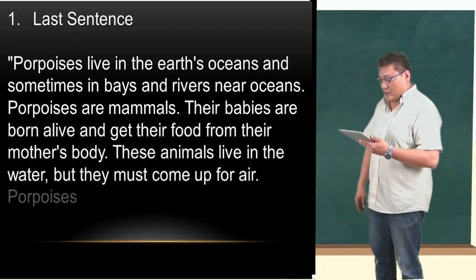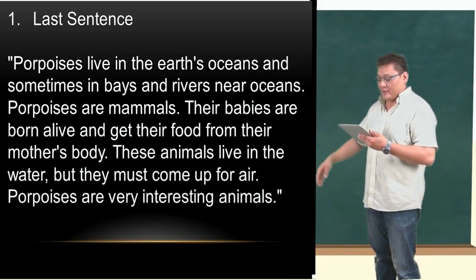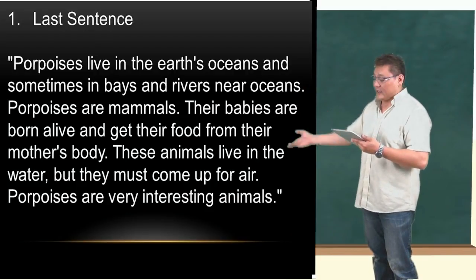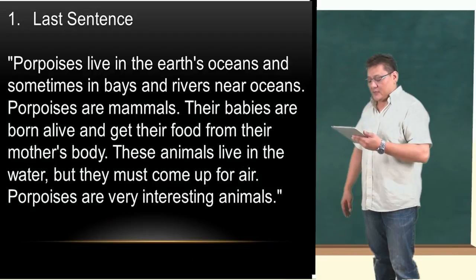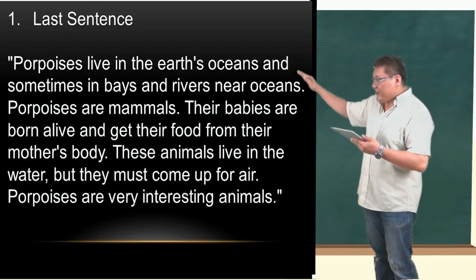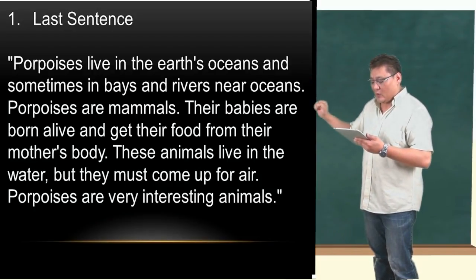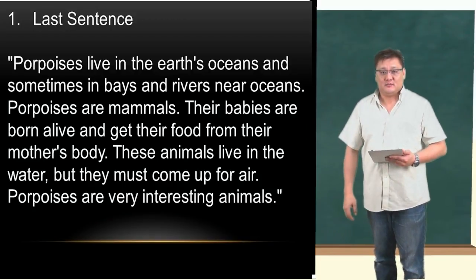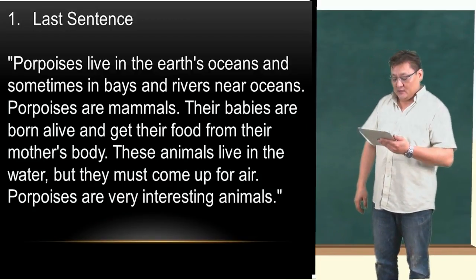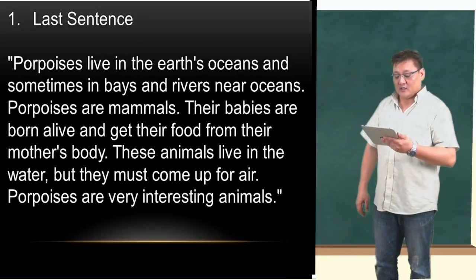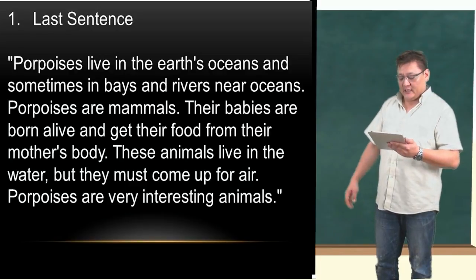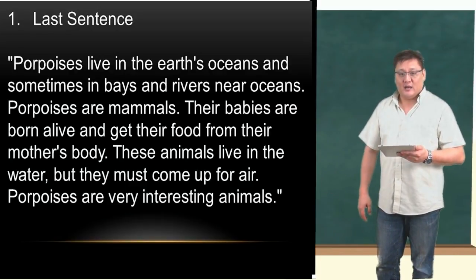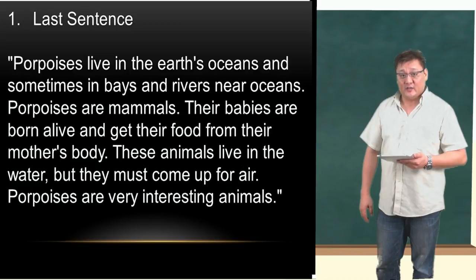Okay, so you guys go, okay, cool. If you do it the first way, let's say we don't know the title, so we move the first way. Porpoises live in the earth's oceans and sometimes in bays, okay? That means every sentence after that has to talk about what? Where they live. Is it? Wrong. This next sentence over tells you about what? What they eat. How they eat. Next sentence after that talks about what? How they breathe. How they survive.